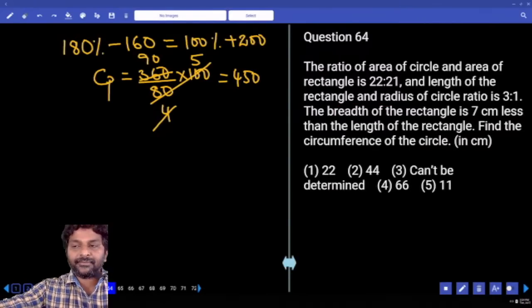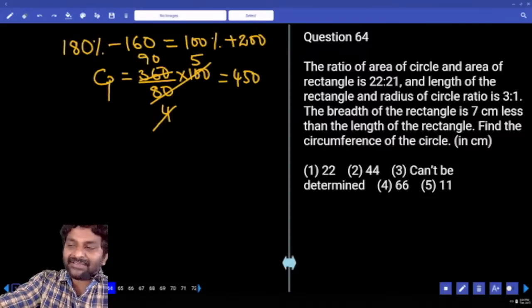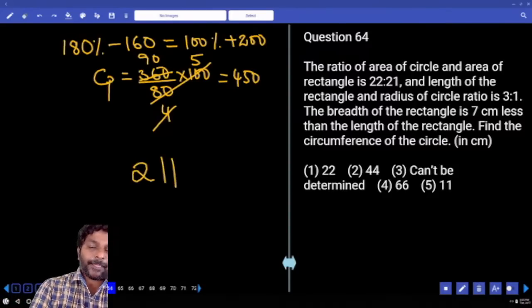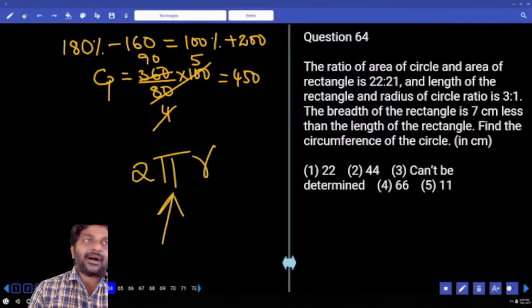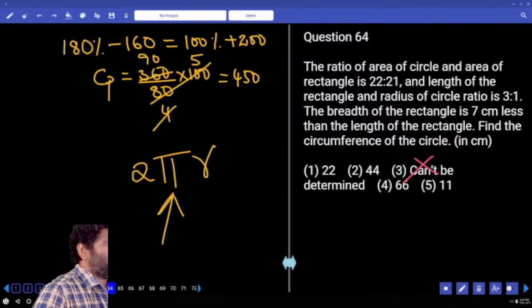The ratio of area of the circle to the area of the rectangle is 22:21. The length of the rectangle and radius of the circle ratio is 3:1. The breadth of the rectangle is 7 centimeters less than the length of the rectangle. Find the circumference of the circle. Circumference is 2 pi r. Whenever pi is involved, all options are 11 multiples. Of course, the answer cannot be the third, right? All are 11 multiples. So we have to calculate.